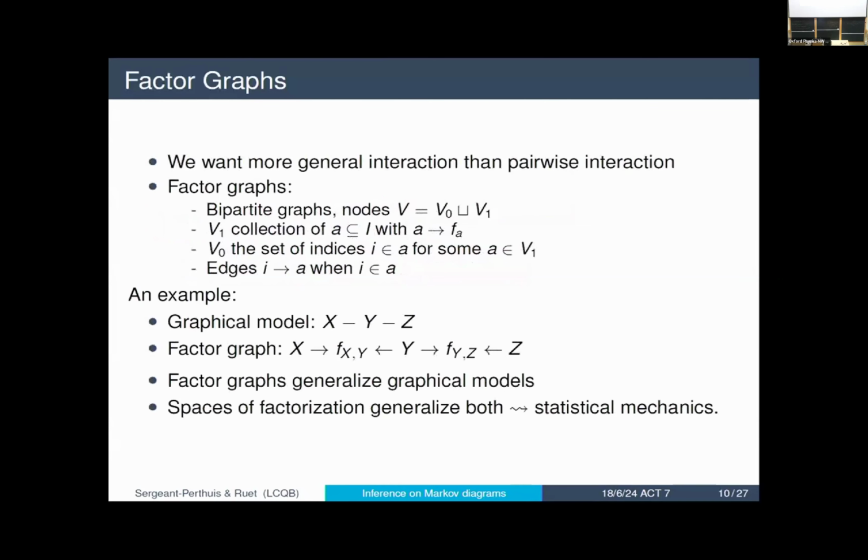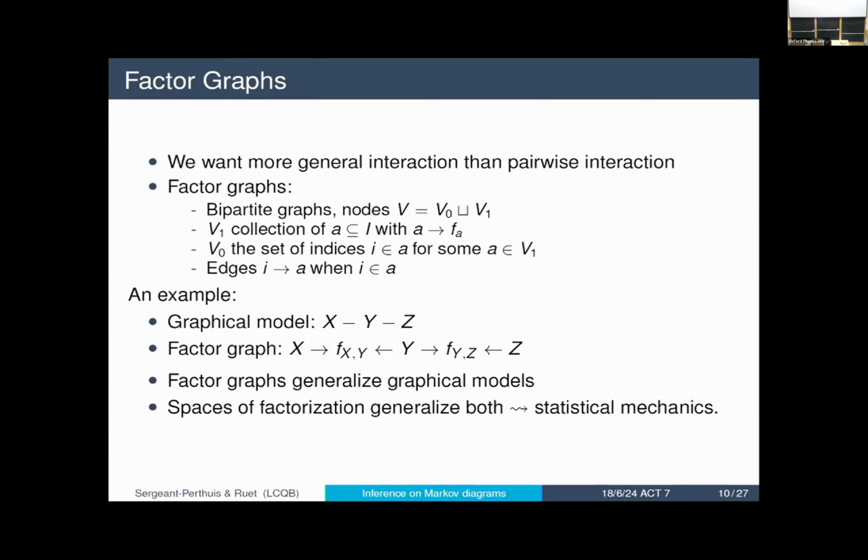So now, what are factor graphs? Factor graphs are simply trying to account for having more interaction, not pairwise interaction dependencies between your variables, but higher ones. So every time you consider a collection of variables, A, you're going to associate a node to this collection. And then every time a vertex is inside of this collection, I put an arrow. So I have a bipartite graph, with a node for each family of variables that I consider, and for each variable that is inside of this family, and the edges are defined this way.